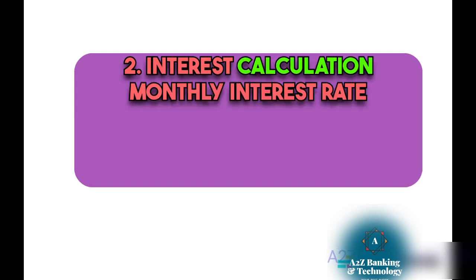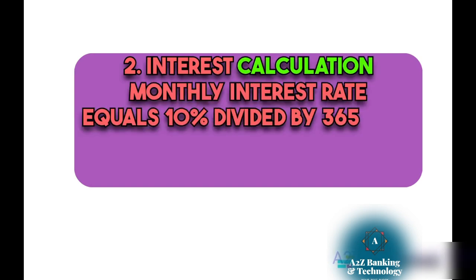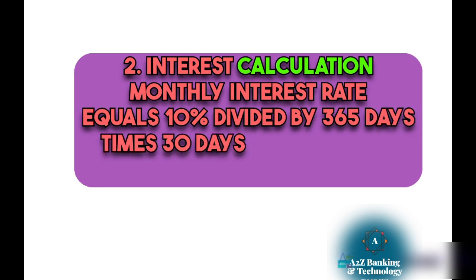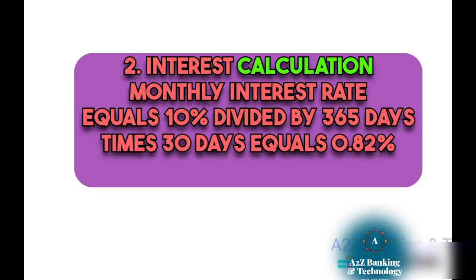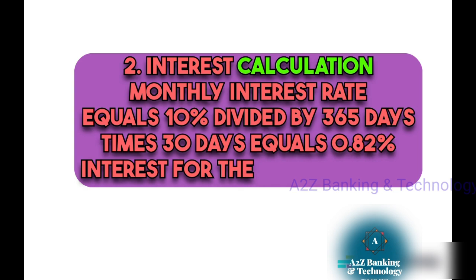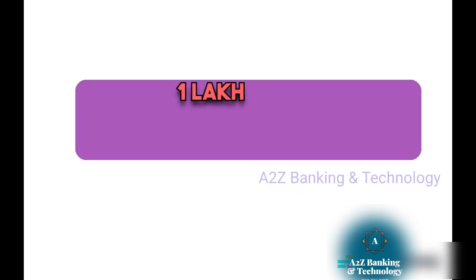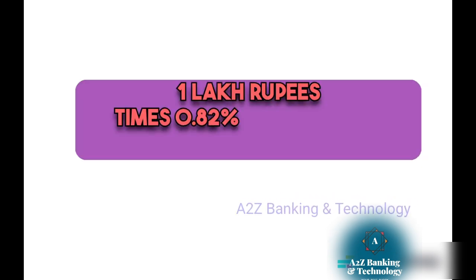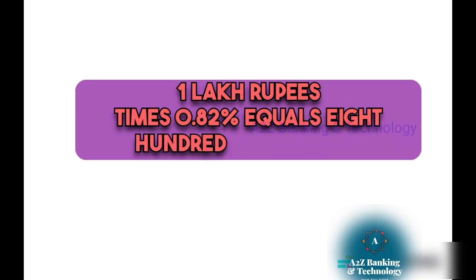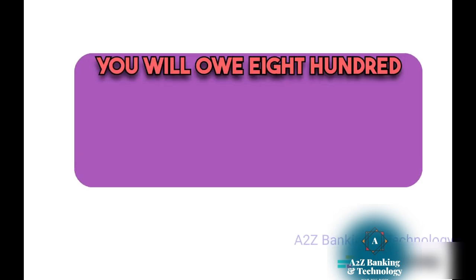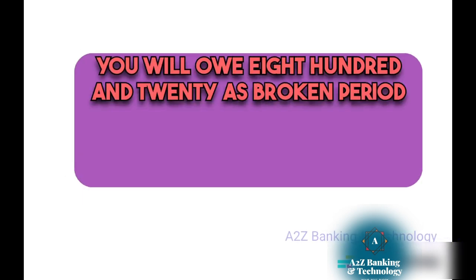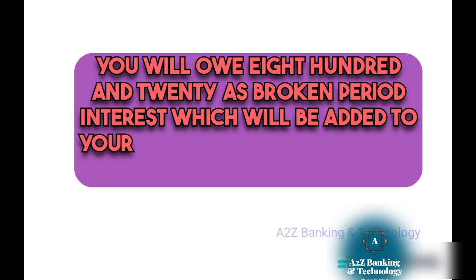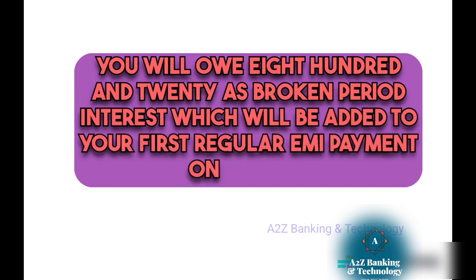The monthly interest rate equals 10% divided by 365 days times 30 days, equals 0.82% interest for the broken period. 1 lakh rupees times 0.82% equals 820 rupees. You will owe 820 rupees as broken period interest, which will be added to your first regular EMI payment on May 1st.